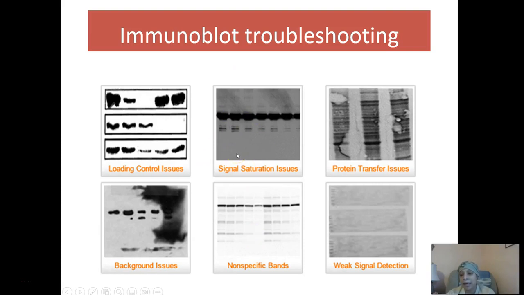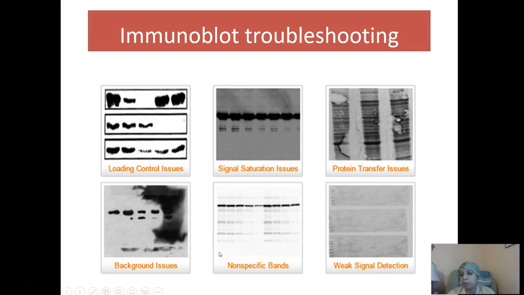Sometimes you can fix that by using a lower amount of signal detection time. Instead of 1 minute, you do 1 second or 30 seconds. Otherwise, sometimes you just have to reload the entire gel at a lower volume, or lower concentration. So instead of 10 micrograms, only load 5 micrograms, so you can see your protein and its individual change effectively.